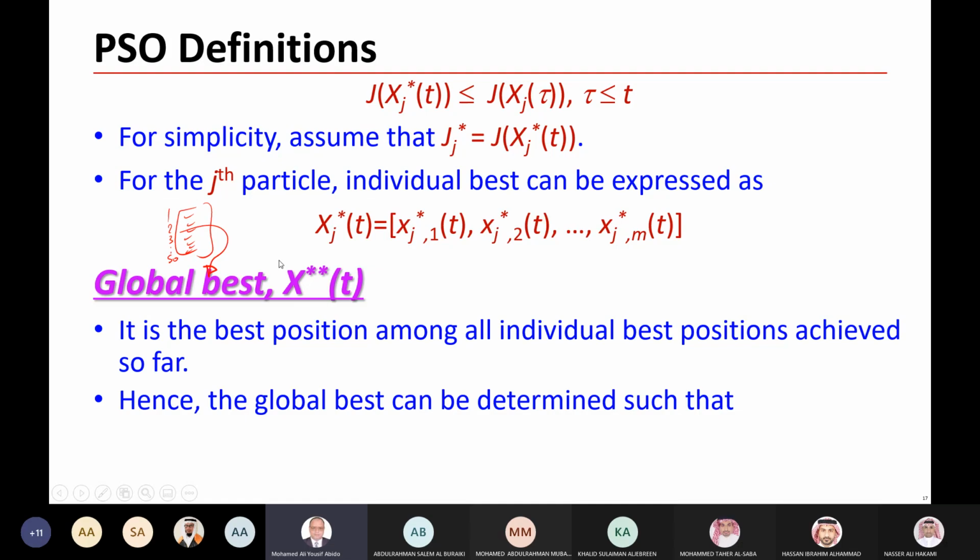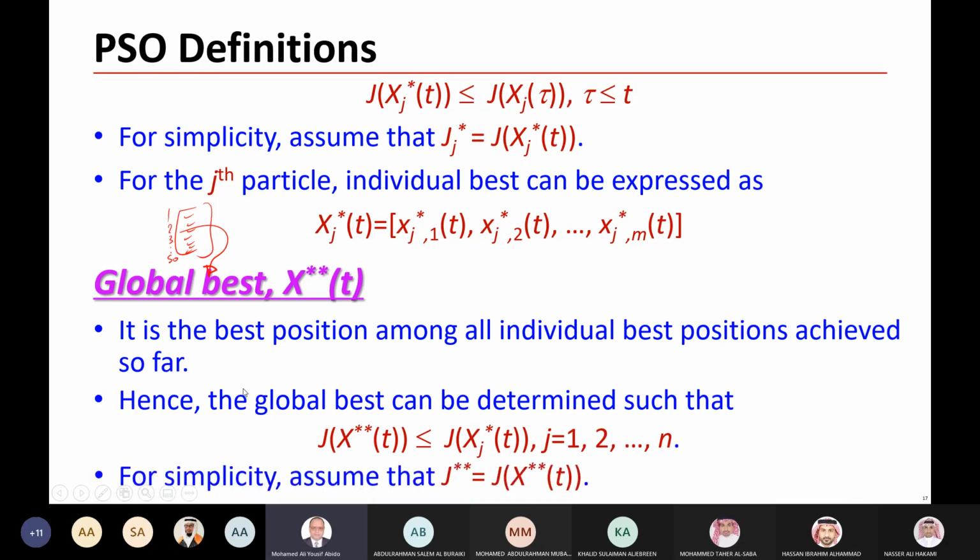This is the global best. This is what we are looking for, actually. When we solve the optimization problem, we are looking for the global best. The global best can be determined such that its objective function will be lower than or equal to the objective function of all the local bests, j here from 1 to n, all the particles. So one of those particles will be the global best.